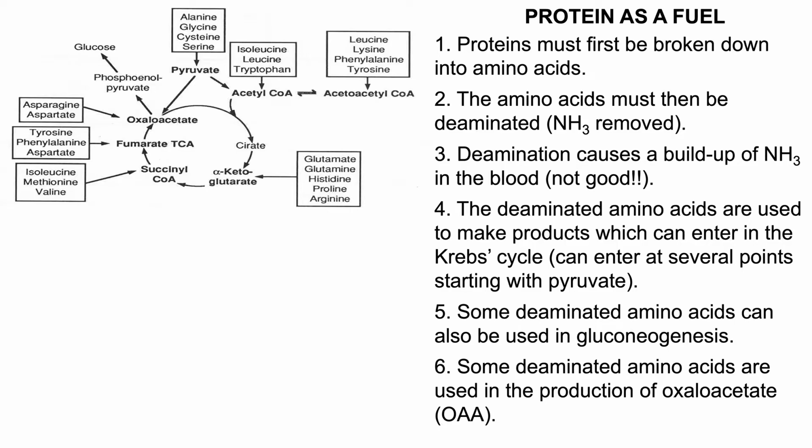It says the deaminated amino acids are used to make products which can enter into the Krebs cycle. They can enter at several points starting with pyruvate. It says some deaminated amino acids can be used in gluconeogenesis. I'll define that here in a bit. Some deaminated amino acids are used in the production of oxaloacetate. And you can see right here, all these different proteins, amino acids are being broken down into all these intermediates of the Krebs cycle.